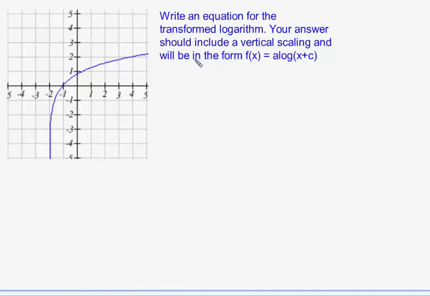In this problem, we are given the graph of a transformed logarithm, and our job is to write an equation of this form whose graph would look like the one given. First, notice that a logarithm that has not been transformed would have a vertical asymptote at x equals 0, and the one that I'm using in this example, the vertical asymptote looks like it's happening at x equals -2. So it looks like we'll be needing to shift a non-transformed logarithm to the left 2 units.